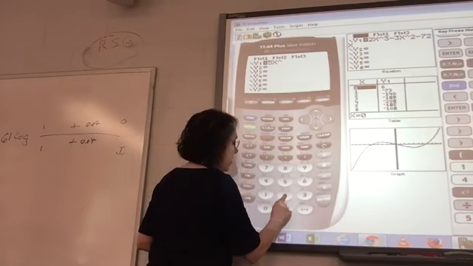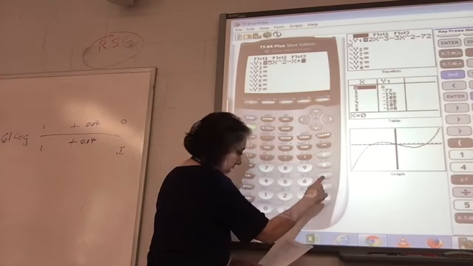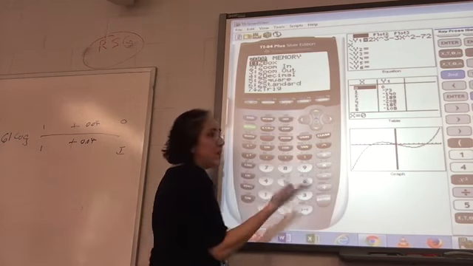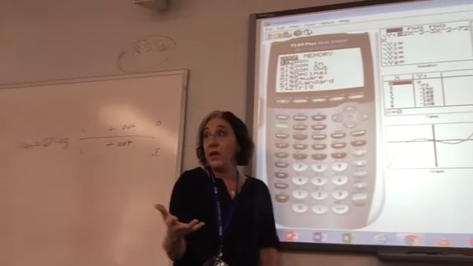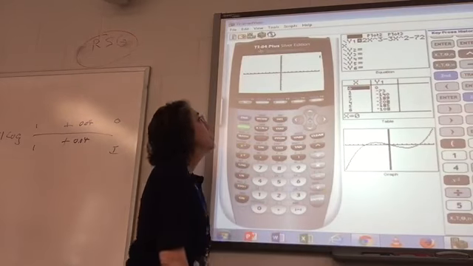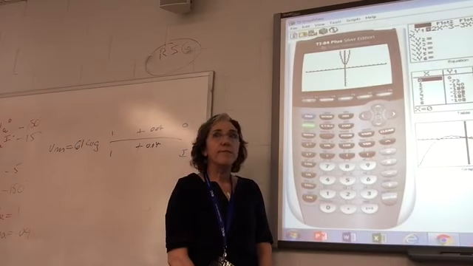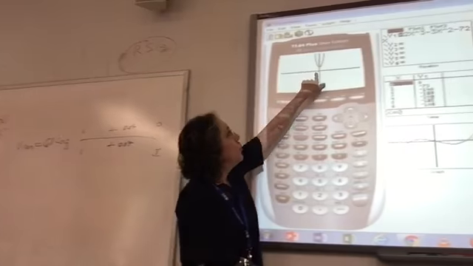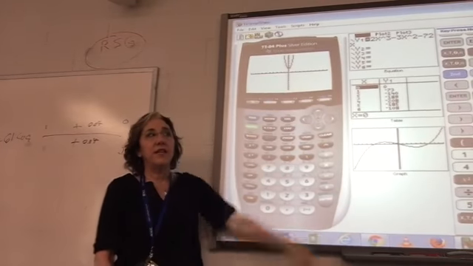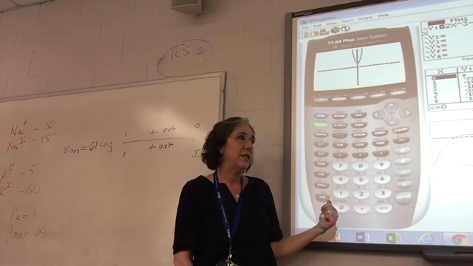5x squared minus x plus 2. I just want y'all to see what this graph looks like. This is what the quadratics lab is about. Now, what do you notice about that parabola? It's opening up. What about crossing the x-axis? It doesn't have any zeros. What kind of a solution did we get?